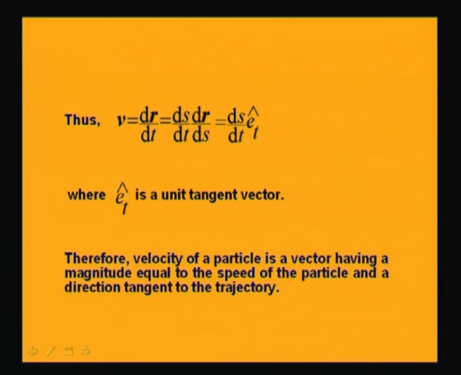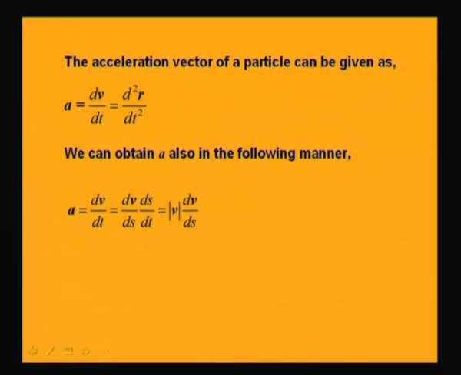So, therefore, we can write velocity is equal to dr by dt. The same thing can be written as ds by dt into dr by ds. ds by dt is called the speed. It is a scalar quantity, the rate of change of distance with respect to time, multiplied by the unit tangent vector. Here cap et is the unit tangent vector. Therefore, the velocity of a particle is a vector having a magnitude equal to the speed of the particle and direction tangent to the trajectory. That means the path of the motion of the particle.